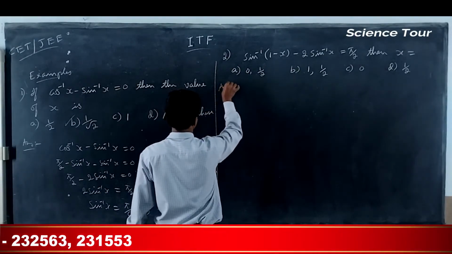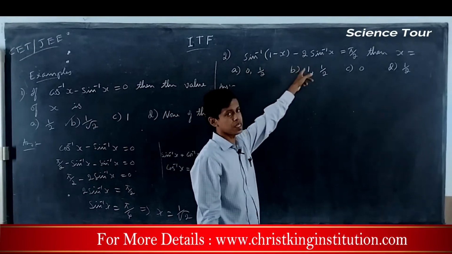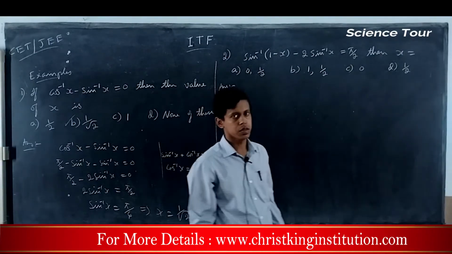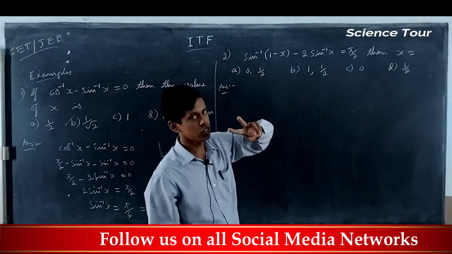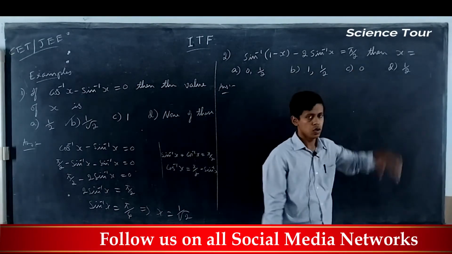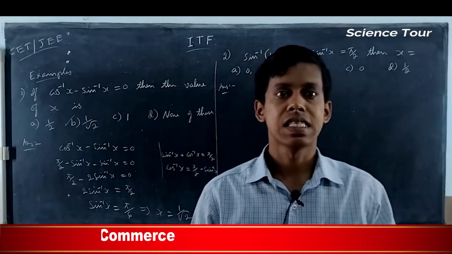Alright, the question is: sine inverse of (1 minus x) minus 2 sine inverse x is equal to pi by 2, then the value of x. Your options are 0, half, 2 solutions of x, 1, half, 0, or only half. These are the options that we have. Let's start.